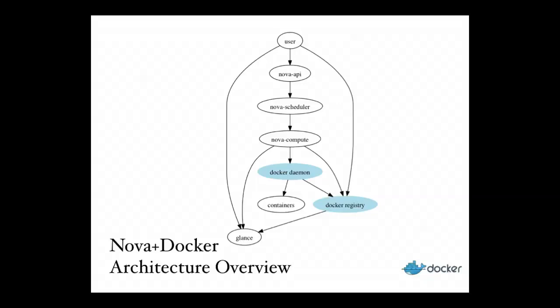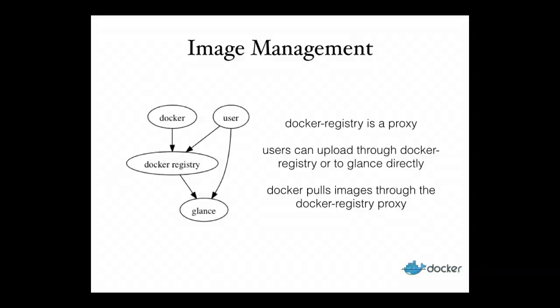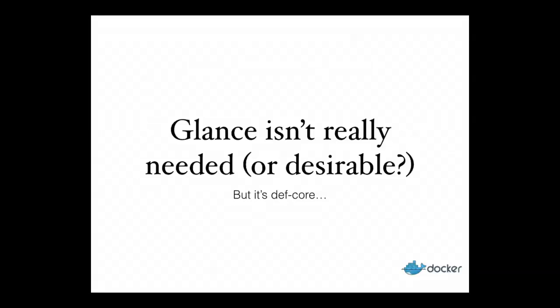So what has changed in the architecture, just for reference, is we add the Docker daemon. Instead of using libvirt, when you use the Docker driver, you're talking to the Docker daemon on your host. The Docker daemon talks to the Docker registry, which proxies to Glance. Images are stored in Glance, and the Docker daemon downloads them via the registry. There has been some talk of, well, let me skip to the next slide where it just says what I said. Right, so this is controversial.